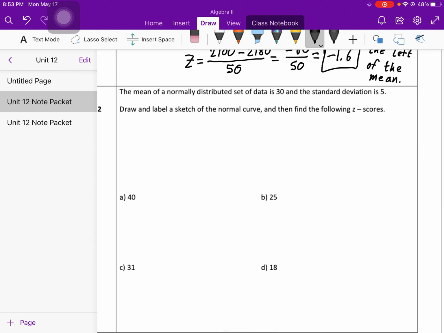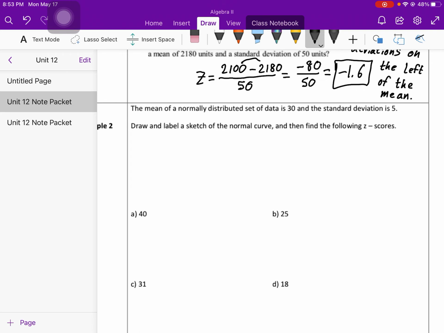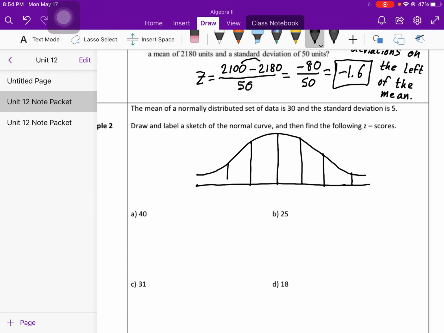All right, so now we're just going to practice finding standard deviations. It's going to give us a normally distributed set of data where the mean is 30 and the standard deviation is 5. So let's go ahead and actually build this graph. You're going to draw that, and we're just going to practice making the curve here. And then we make our middle point. 1, 2, 3. 1, 2, 3.